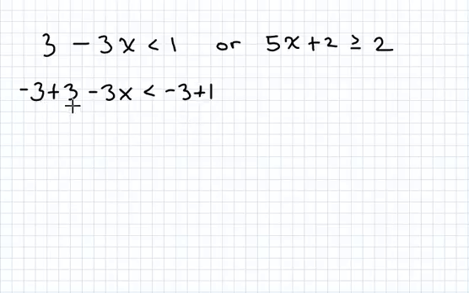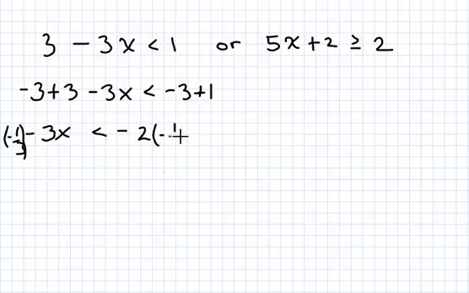So negative 3 plus 3 is going to be 0, so we're going to be left with negative 3x is less than negative 2. Multiplying both sides by the reciprocal of this negative 3 here because we want to get a 1 there. And I think what I'm going to do here is just try to save some room. Okay, that's negative 1/3. That's terrible, but we'll write it over here a little better.